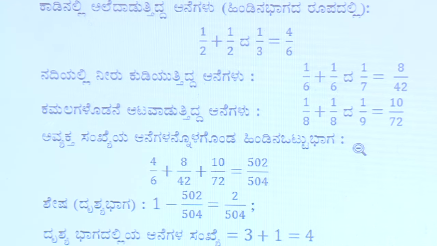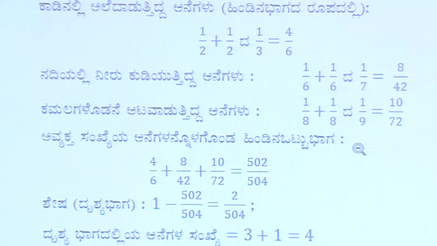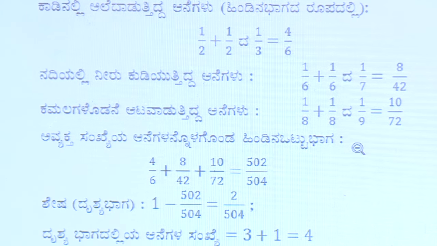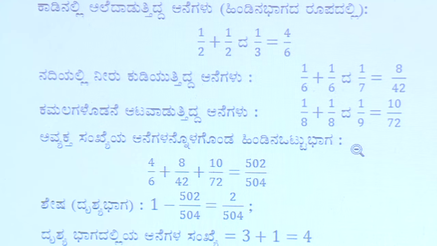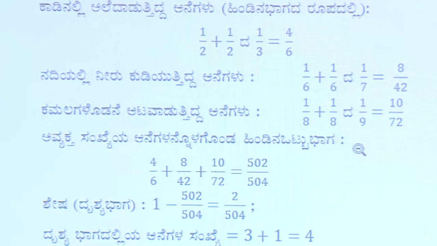Now find out the total number of elephants in the herd. What we have to do? We have to carry out 4/6 plus 8/42 plus 10/72. It is 502/504.